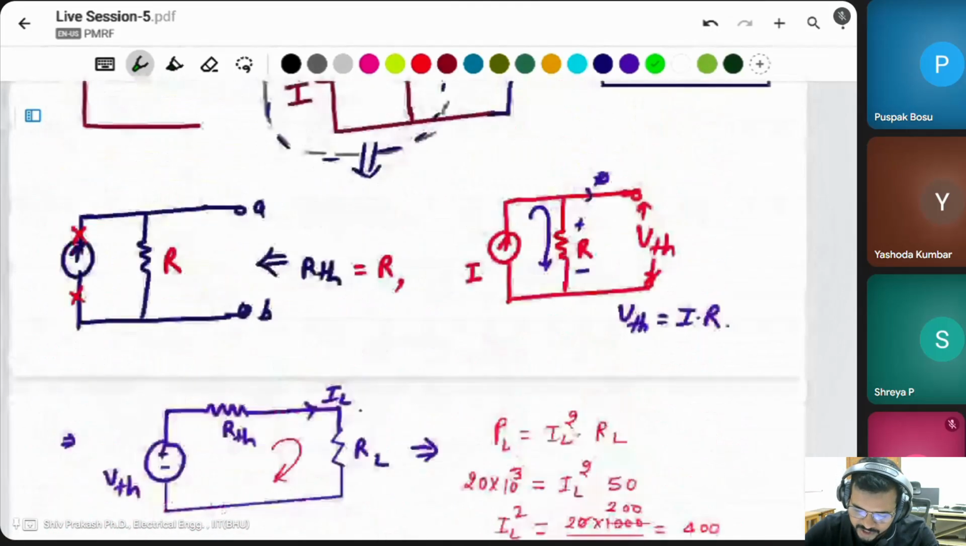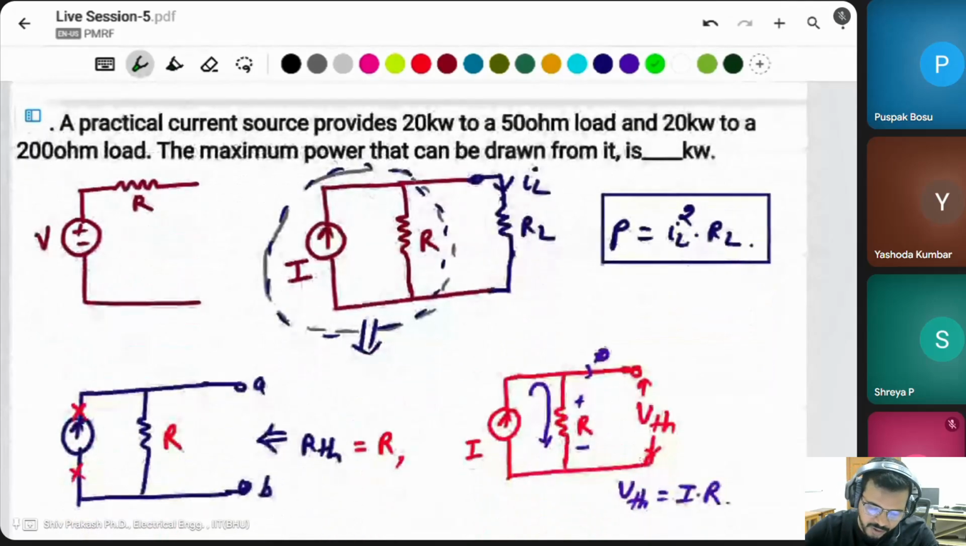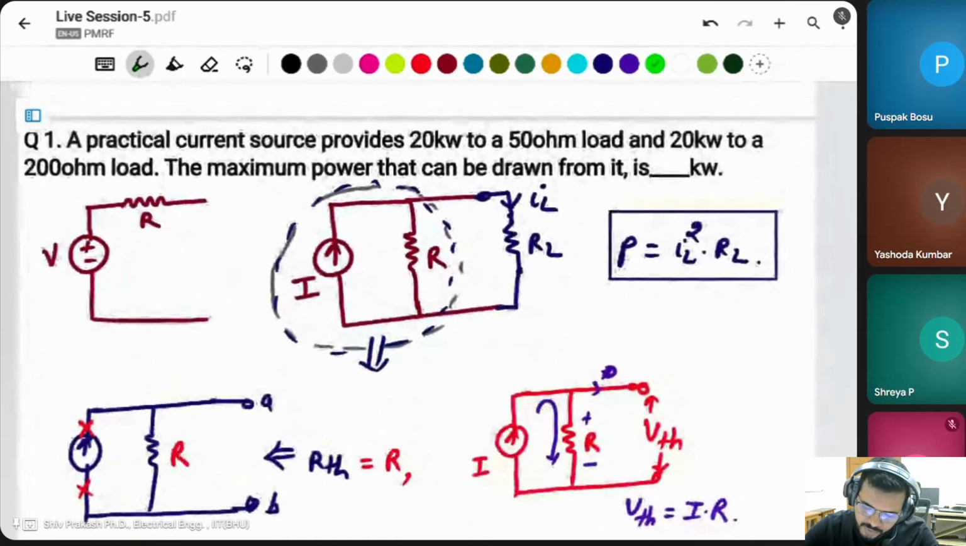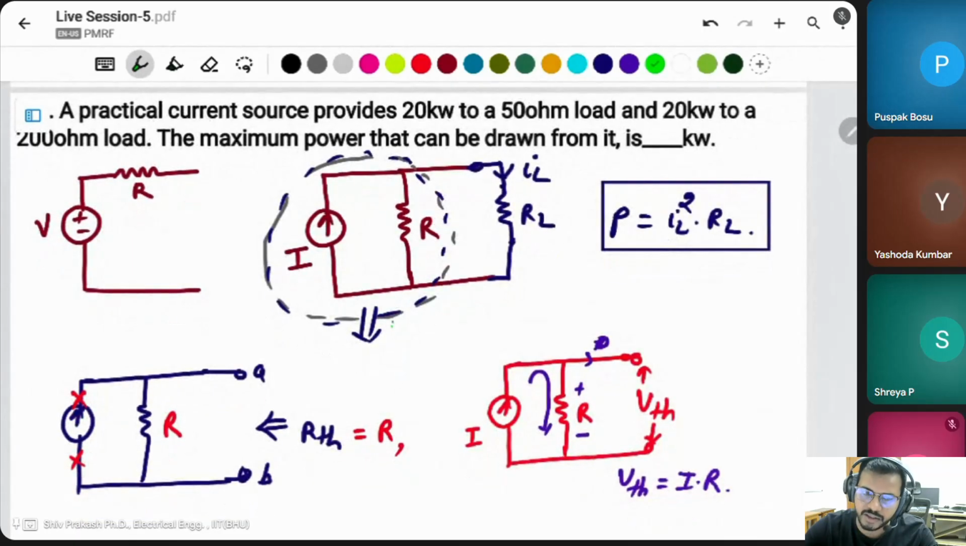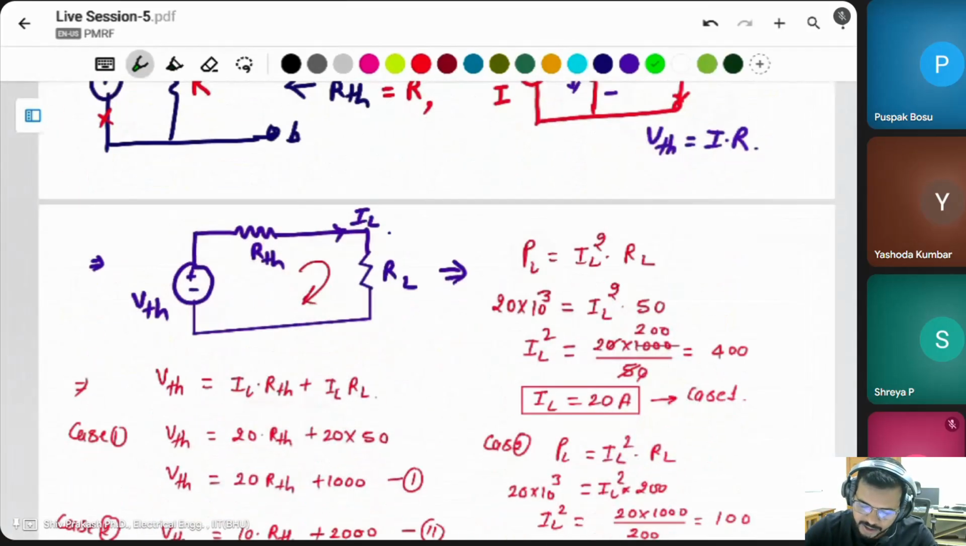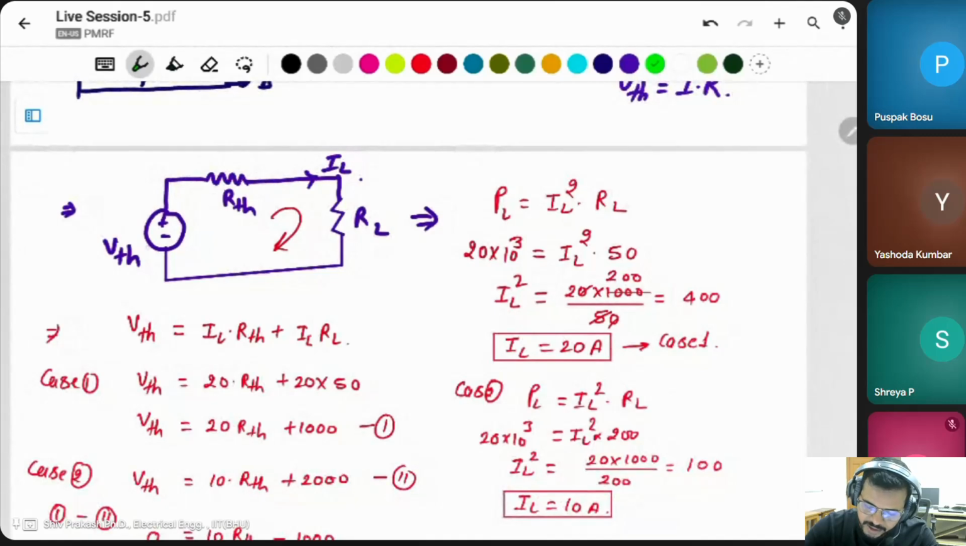Simply you can follow the statement given in the question. A practical current source provides 20 kilowatt to a 50 ohm load. This is the current source. You can change this into a VTH and RTH voltage source simply. Then it wants the maximum power that can be drawn from this load resistor. Simply convert this to VTH and RTH and find the circuit with VTH, RTH and RL.